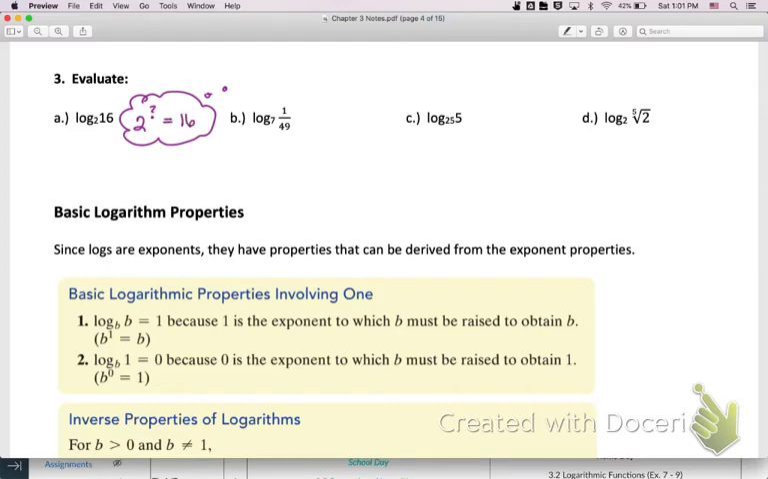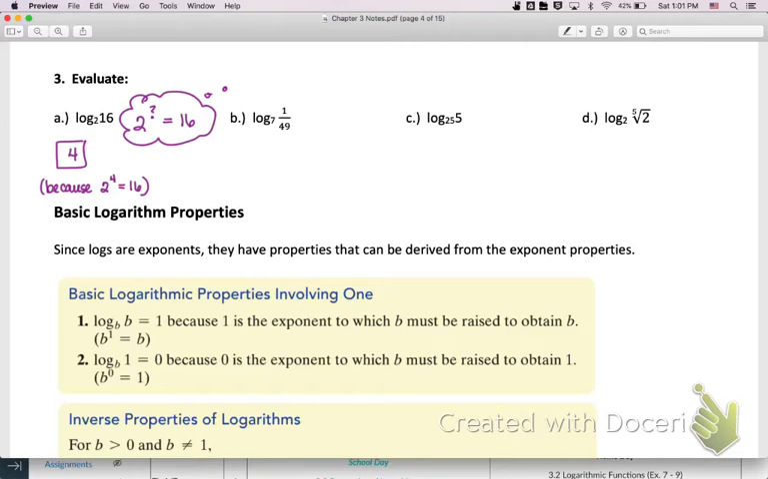2 to the 4th is equal to 16, so that is our answer. It's 4 because 2 to the 4th is equal to 16. That's what you're trying to find. A logarithm finds a missing exponent, okay?